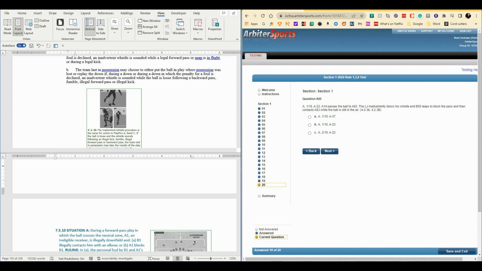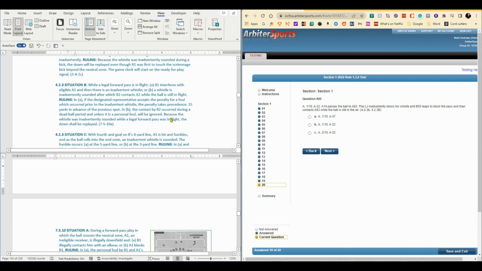And the rule references 423B, which is about as clear as mud on this particular situation. The team last in possession may choose to either put the ball in play where possession was lost or replay the down if during a down in which the penalty for a foul is declined, an inadvertent whistle is sounded while the ball is loose following a backward pass, fumble, illegal forward pass, or illegal kick. And we don't have that. We have an inadvertent whistle on a legal forward pass. It refers to 423B, which does answer our question. I don't understand why this isn't in the rule.